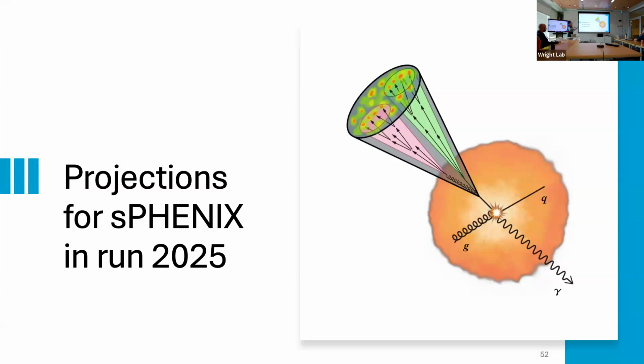So I've gone through 2023, 2024. What about 2025? Here I want to show some projections for the physics that we plan to do with the big gold data set that we take in 2025, and also in combination with the 2024 data that we took this year.